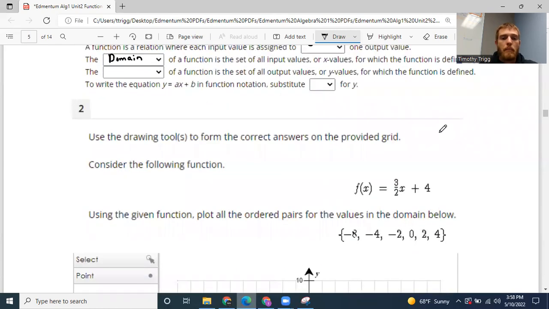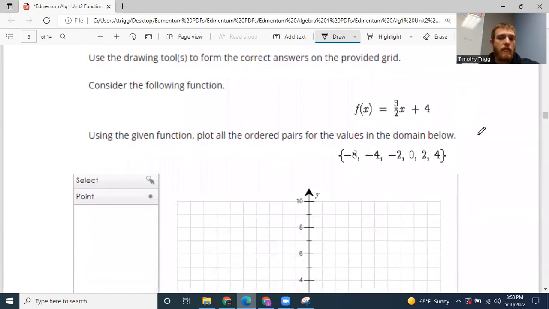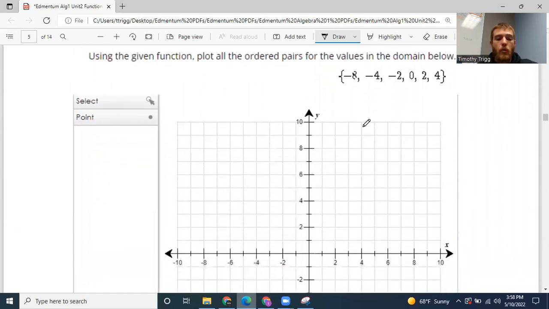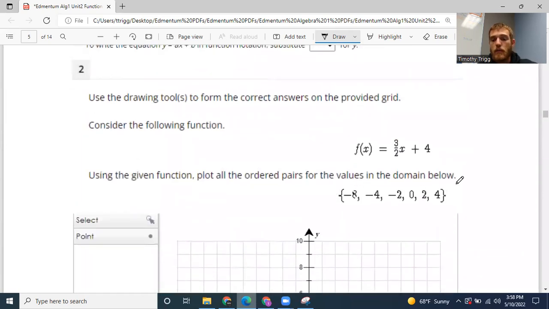I'm gonna help you at least a little bit on every question, but I'm not gonna give you the full answer unless it's a really hard question. Okay, this next one, we're going to go ahead and graph some points here. Using the given function, plot all the ordered pairs for the values of the domain below. So here we have to plot quite a few points. I'm going to help you by helping you plot just a couple of these points to get you started.